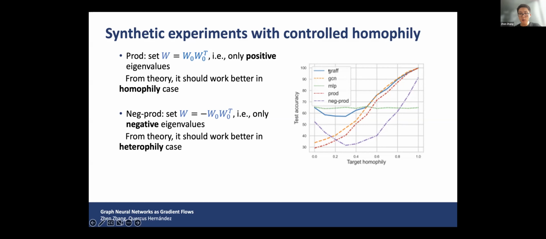However, GRAFF works well throughout the case. Basically, no matter whether your homophily level is low or high, you can always use GRAFF as your model without changing your model from MLP to GCN.